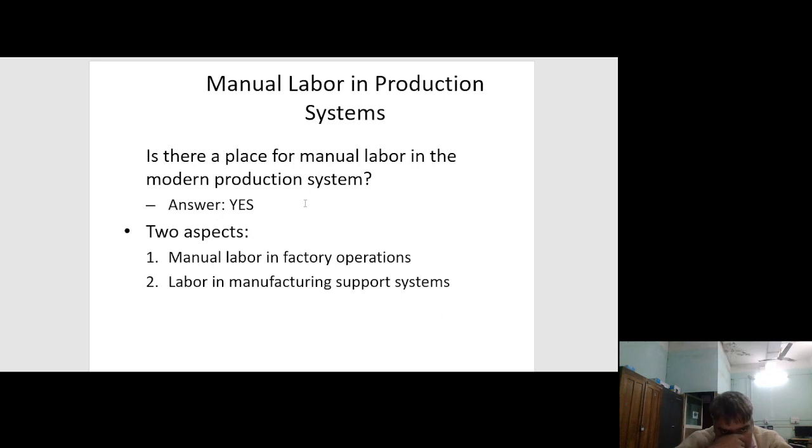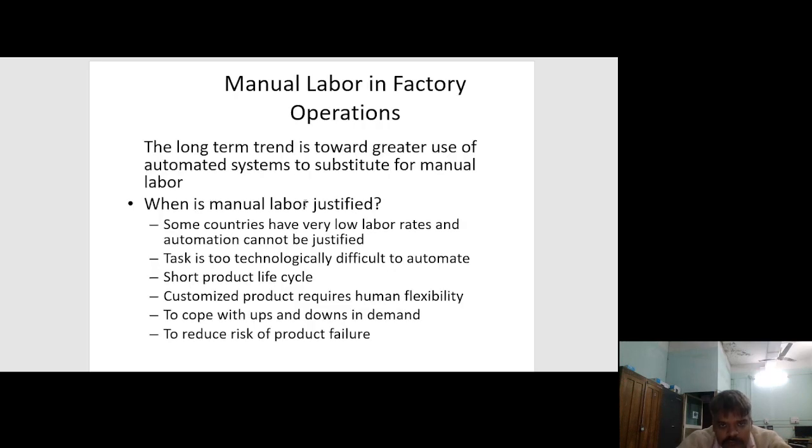Manual labor in production systems: is there a place for manual labor in the modern production system? Yes. Two aspects: manual labor in factory operation, and labor in manufacturing support systems. Manual labor in factory operation: the long-term trend is toward greater use of automated systems to substitute for manual labor. When is manual labor justified?